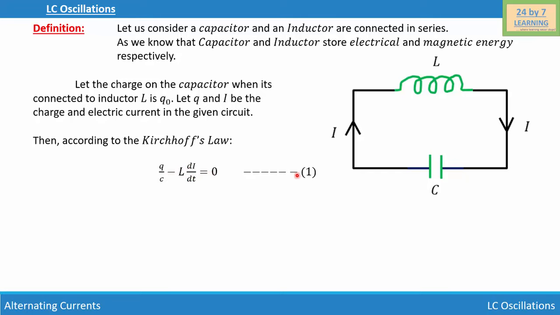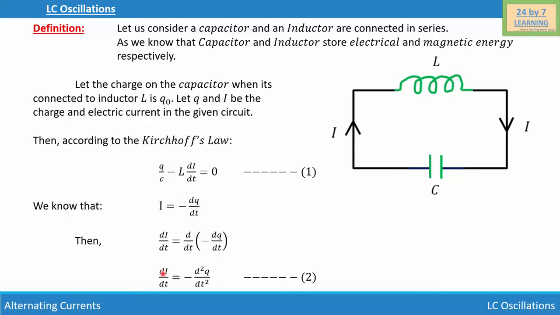So basically we are using Kirchhoff's law for this circuit. Now we know that I is equal to negative dq over dt. If we differentiate on both sides, we will write di by dt is equal to d by dt of negative dq over dt. So basically we are differentiating this expression. If we simplify further, we will get di over dt is equal to negative d2q over dt square, and let this be our equation number 2.